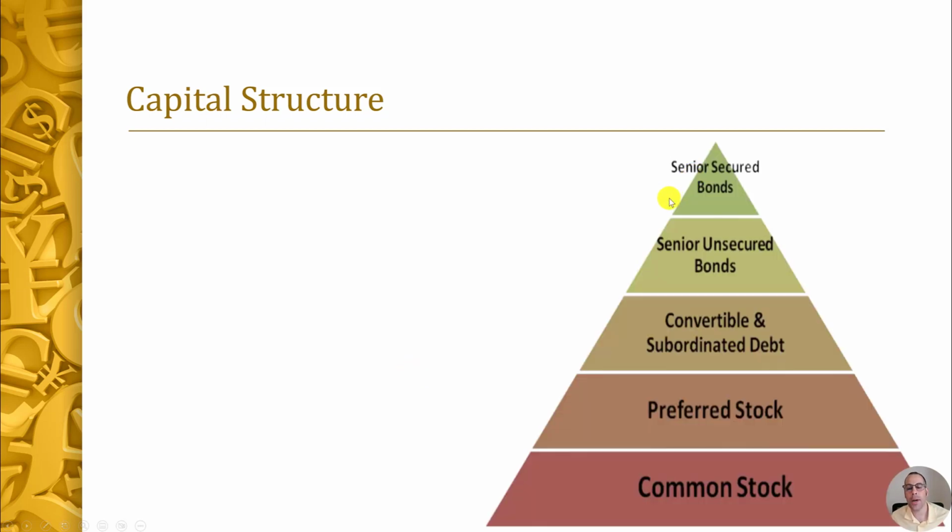So this is a typical capital structure, and the riskiest investment is on the bottom, the common stock, but it has the most upside, and the least risk is on top, the senior secured bonds. An example of secured debt is your mortgage. The bank provides you a loan, and the collateral backing that loan is your home. So if you default on the mortgage payment, the bank could take your home, sell it, and recoup some of their money. That's why the interest rates on mortgages are a lot lower than credit card interest rates.